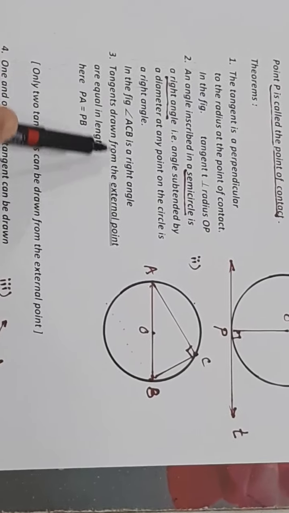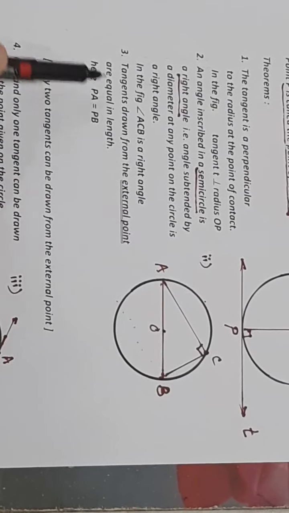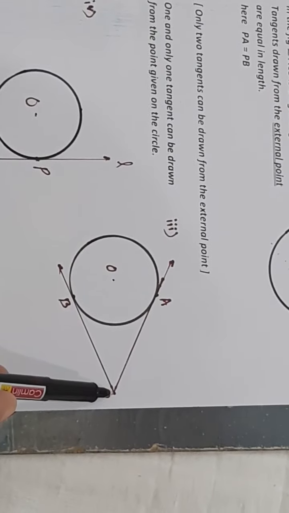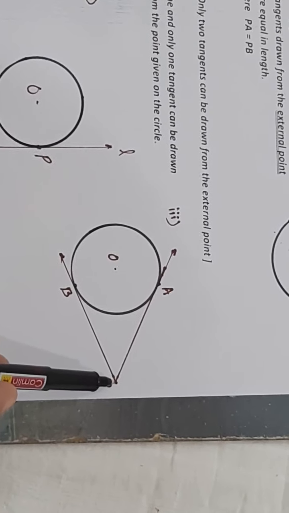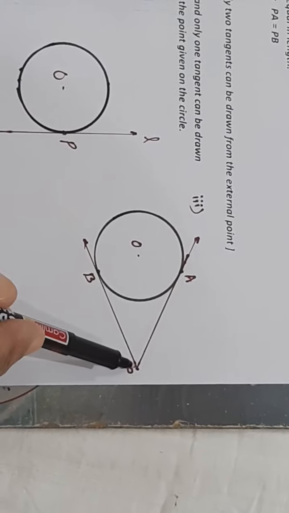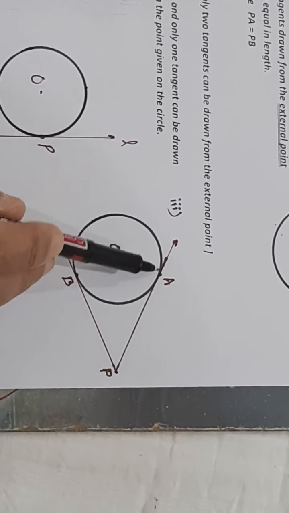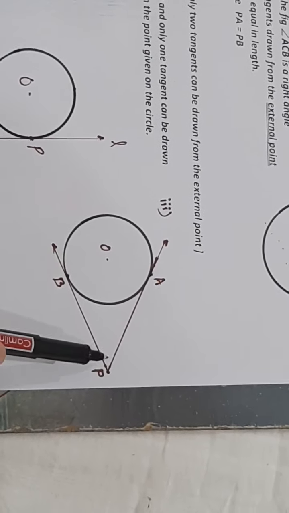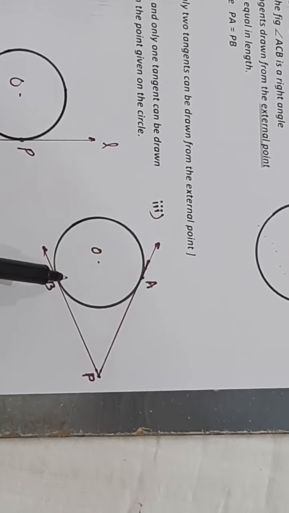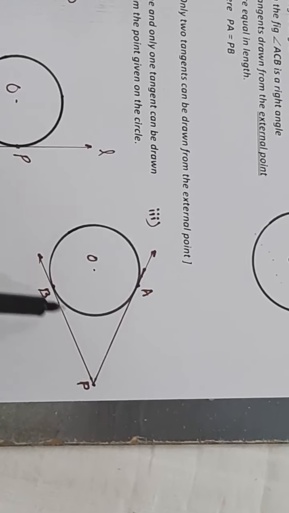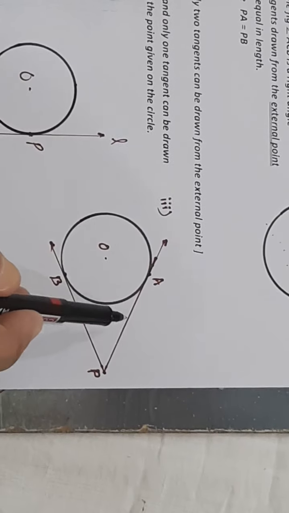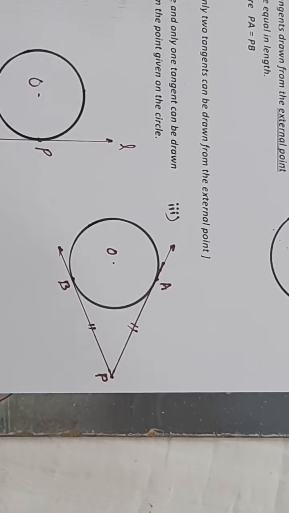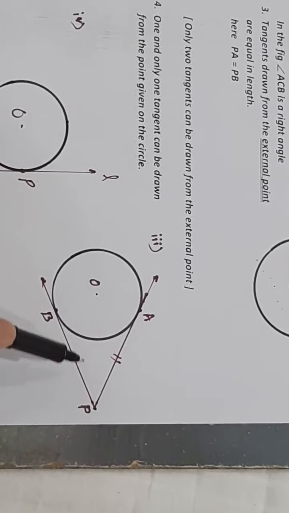Third point, tangents drawn from an external point are equal in length. Now look at figure 3. Now P is the external point and we can draw two tangents. Remember one thing, when the point is outside the circle, we can draw two tangents. PA and PB are two tangents. We can draw maximum two tangents from the external point to the circle. So PA and PB will be equal in length. So PA will be equal to PB. If you measure them, you will find that PA is equal to PB.